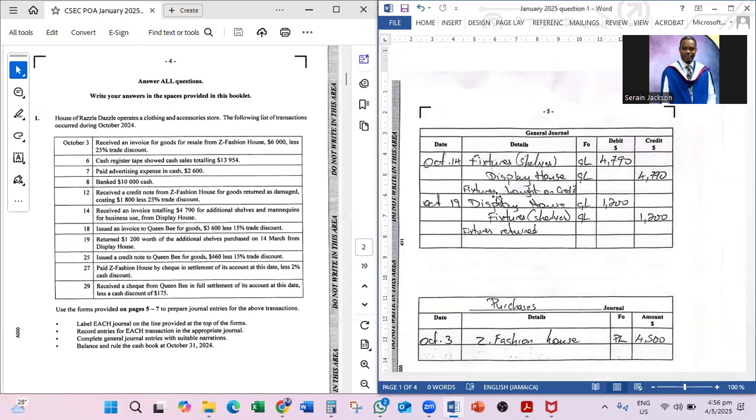So we move on to October 18. Issued an invoice to Queen B for goods. Now let me just pause right here. The fact that it says issued an invoice means that we are selling, right? So that's a sales invoice.